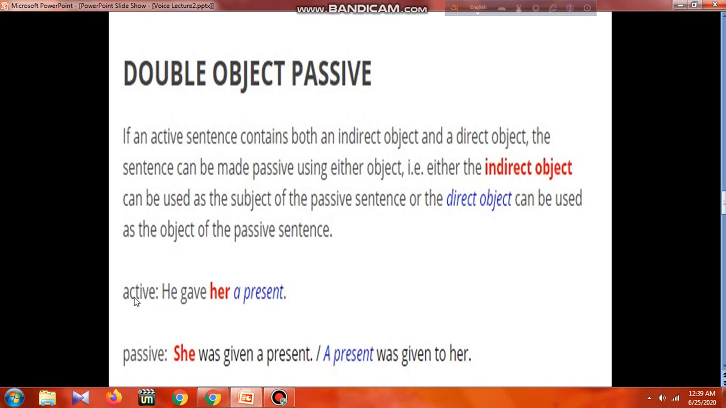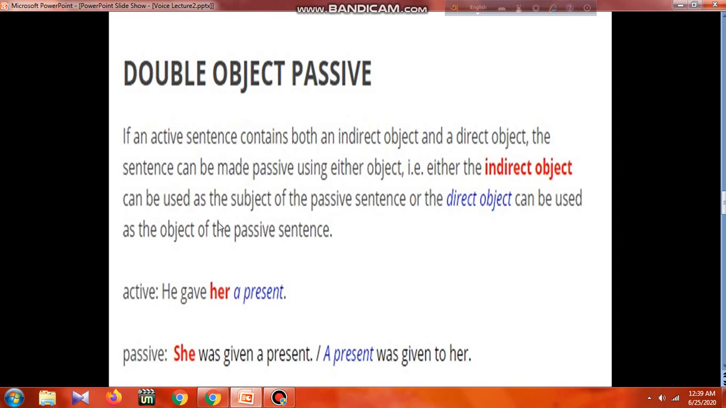If you see the example, then it will be clear. He gave her a present. So "her" is an object, and "a present" is also an object. You can change it to passive in two ways. She was given a present, or a present was given to her. Which one is correct? Both are correct, but some grammarians prefer that the personal pronoun be made the subject.